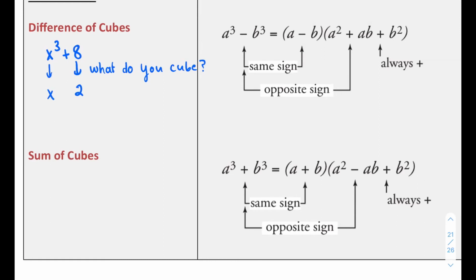You think about kind of like when you did squares, it's what do you cube to get 8 and what do you cube to get x. So you can always take the cube root of 8, or if it's a big number, of whatever number in your calculator.